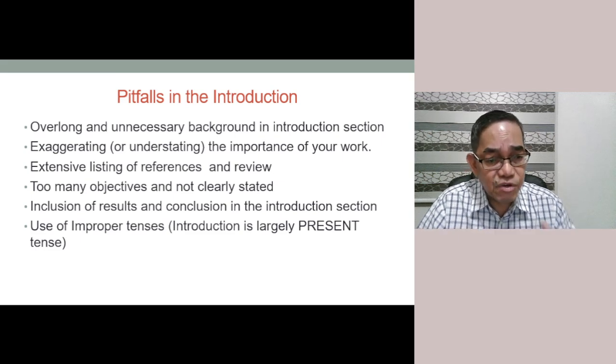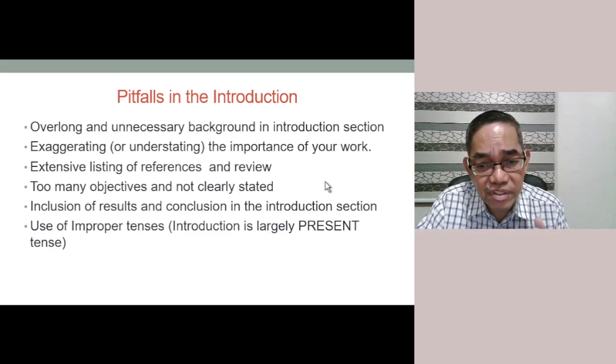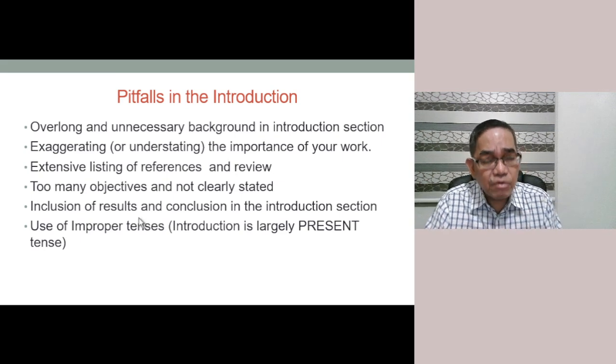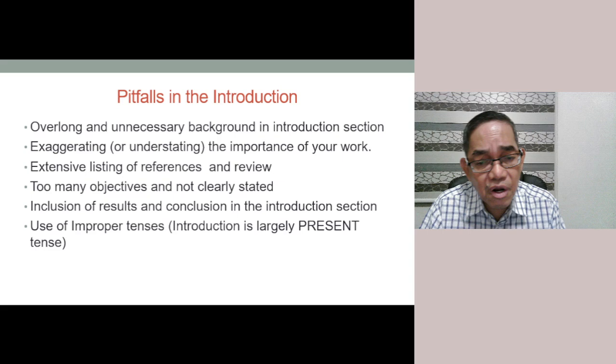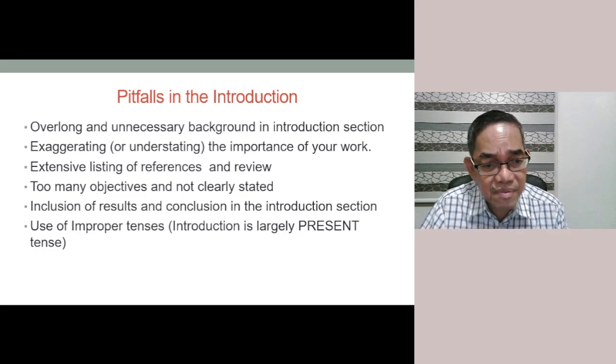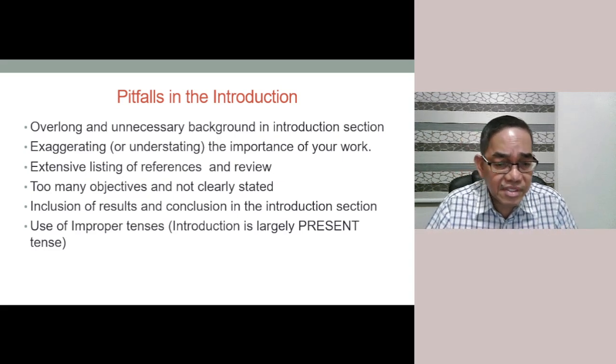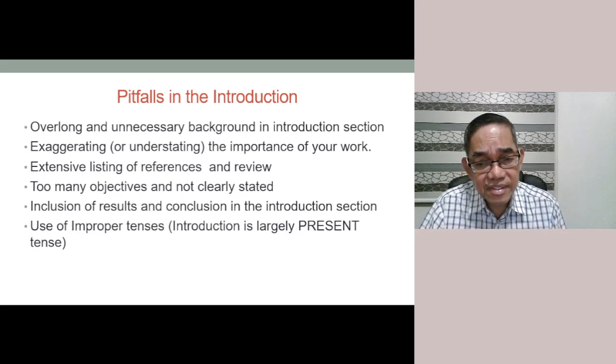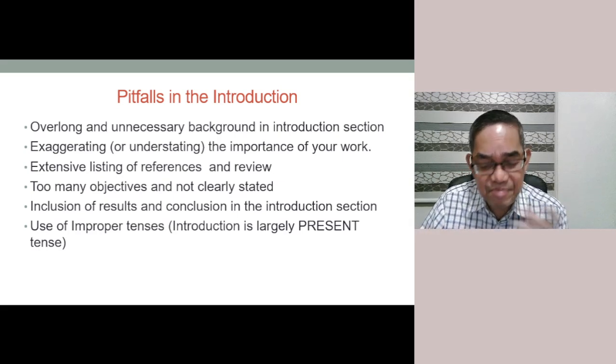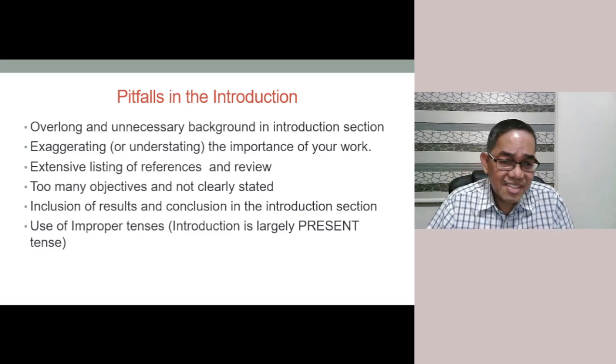And then inclusion of results and conclusion in the introduction section. You don't include the results and the conclusion in the introduction. And use of improper tenses, because the introduction is largely present tense. Okay.